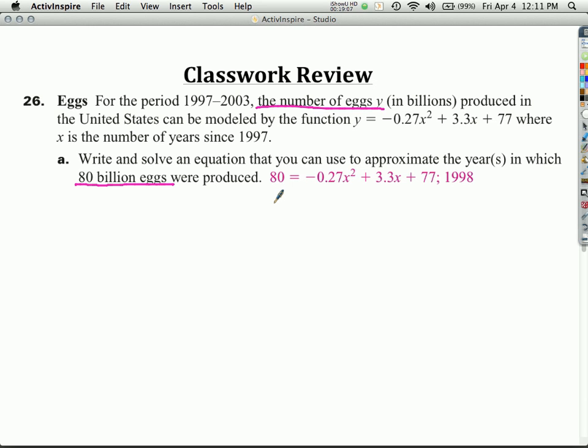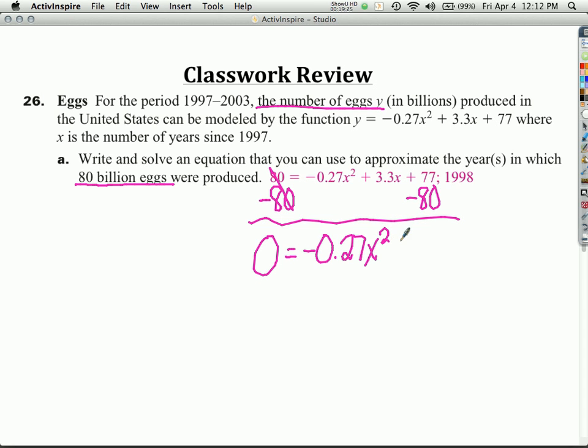So how do we get the 0 in this case? Stephanie? Subtract 80 from both sides. Very good. This will then turn into a 0, and we're left with negative 0.27x squared plus 3.3x minus 3.